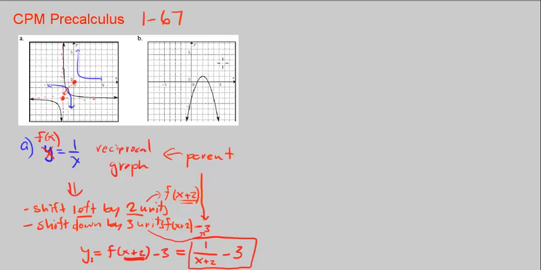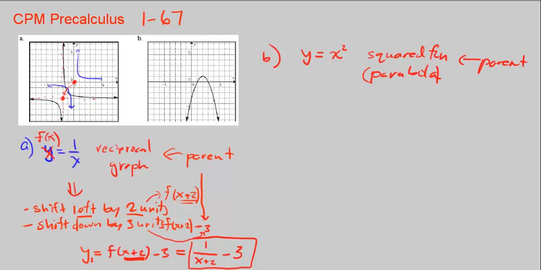Part B, okay, we look at our 6 parent graphs, and this is just the parabola one, right? So our initial graph is part B. We have the parent graph being y is equal to x squared, that's our squared function or our parabola. And the parent starts here at 0, 0, and it goes up, and it goes up here. So this is the parent graph, and our vertex is at the origin.